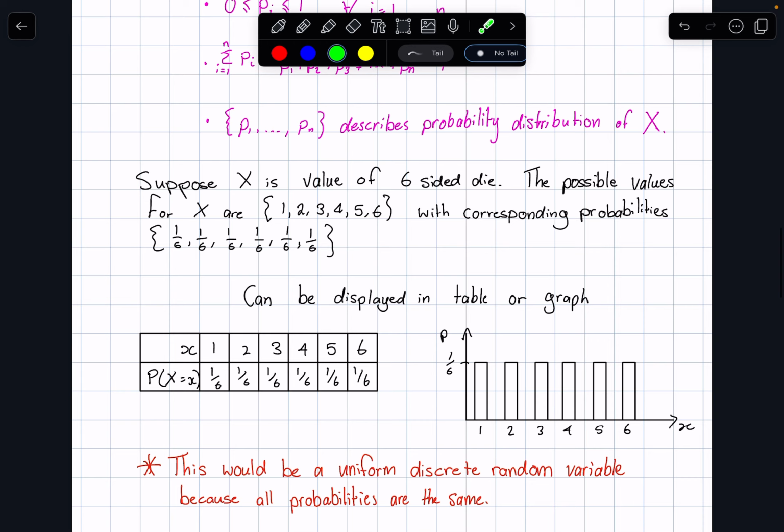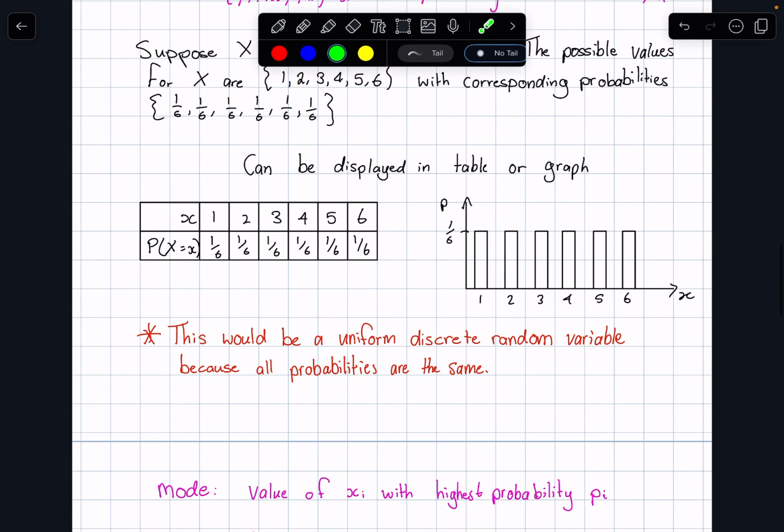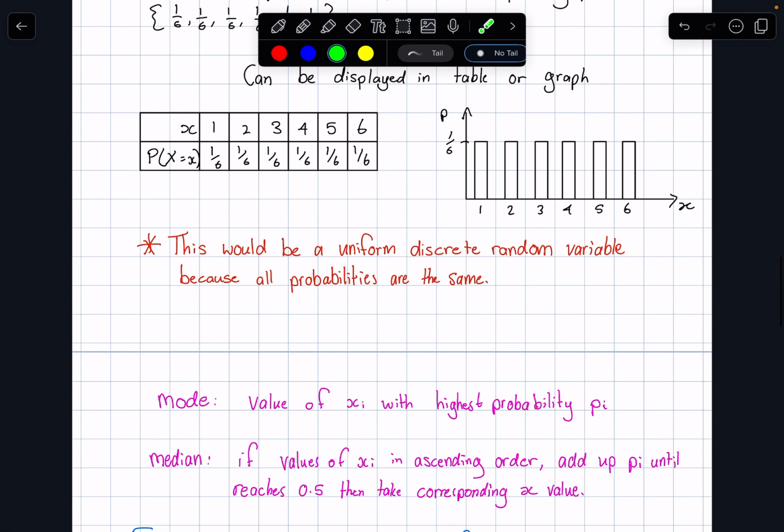Now, if we do have a probability distribution where all the probabilities are equal, then we say that's a uniform discrete random variable, and it's because all probabilities are the same. So you do need to be able to identify that as well. Now, two more things that we can look at: the mode and the median of our random variable.